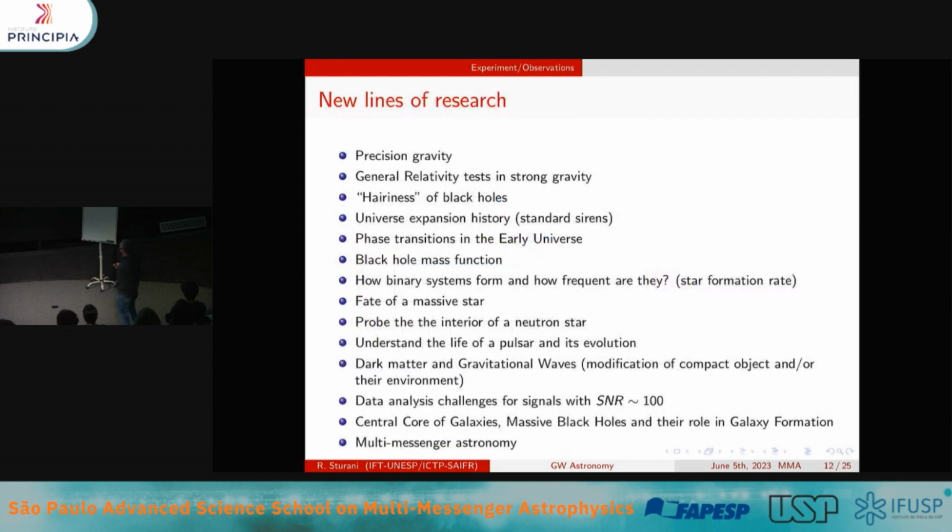Okay, and this is a non-exclusive list of things you can do with gravitational wave research. I probably don't want to keep mentioning all of them. And of course, multi-messenger astronomy, I put it last because I don't need to remind you of it. But you can do precision gravity, because the waveform carries the information about the dynamics of the source, and you know that the dynamics of the source is ruled by general relativity, so you can check the parameters of general relativity together with the astrophysical parameters. That's to say one thing.